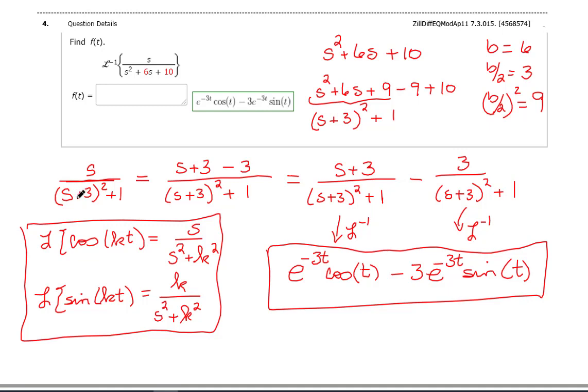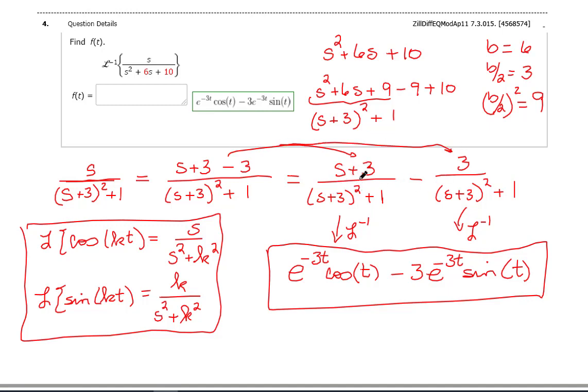Now, the difficulty is if I want to recognize this as a shift, I need to have an s plus 3 on the top to match the (s plus 3) squared on the bottom, because I'm hoping to recognize this as a shifted cosine. So I add the 3, subtract the 3, so I don't change anything. But now I've introduced more complexity in the problem. I need to split this now into two pieces.